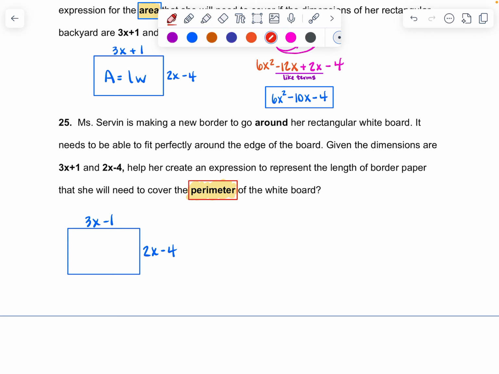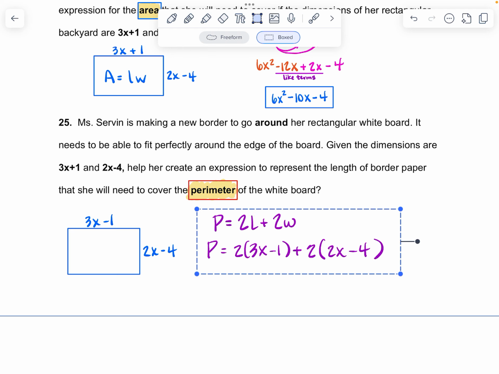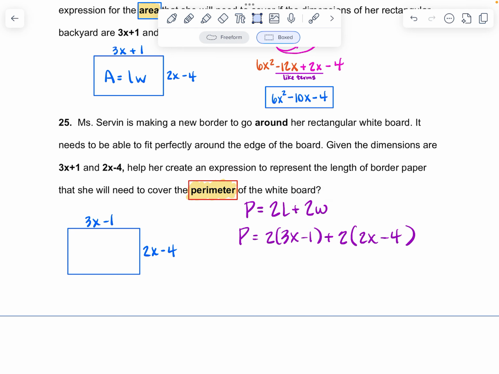And perimeter means to add up all the sides, or you can use that good old perimeter formula, because if I add up all the sides, there's 2 lengths plus 2 widths for every rectangle. So I know there's, sorry about that, forgot my equal sign. I know there are 2 3x minus 1s, and I also know I'm going to add that to the 2x minus 4s. And then that is the math problem that I'm going to simplify, which of course just means to, again, get rid of the parentheses, add like terms, right?